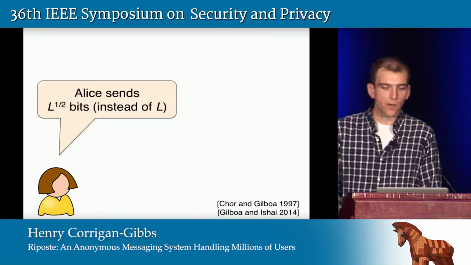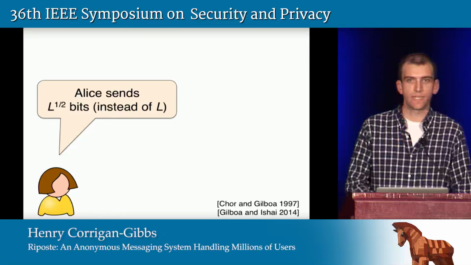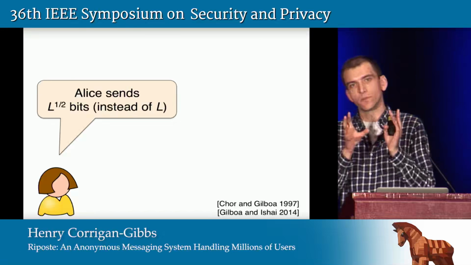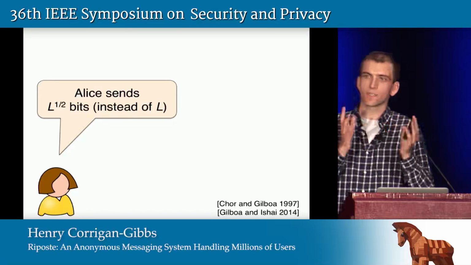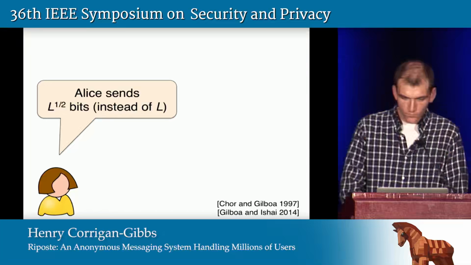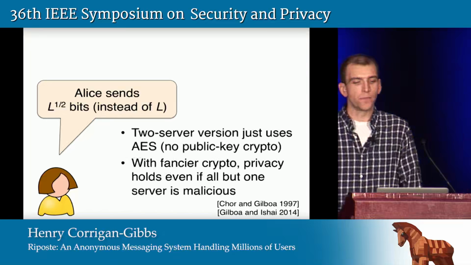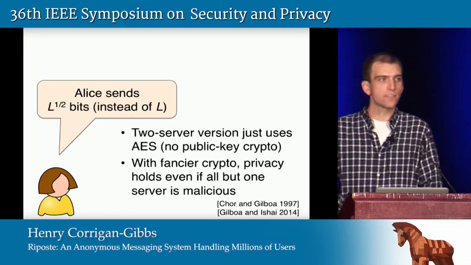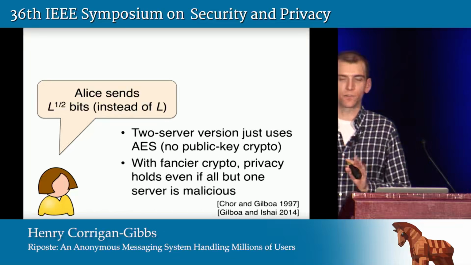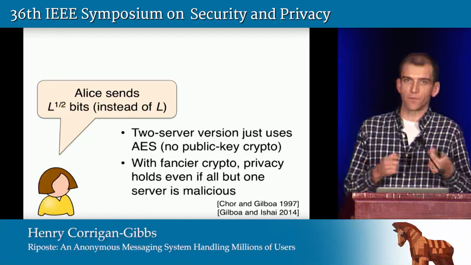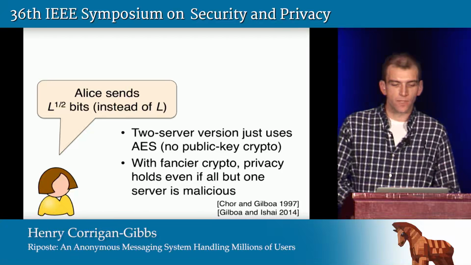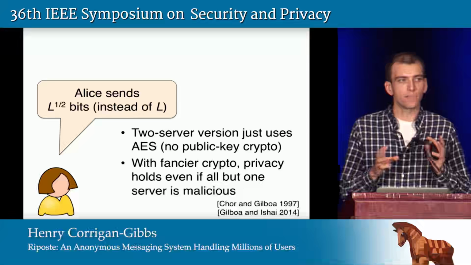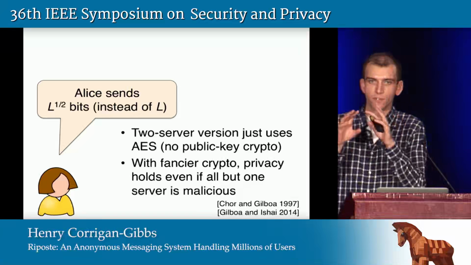So prior work has shown that you can construct DPFs where the key size is like the square root of the length of the database. So if the database is gigabytes long, your DPF keys are going to be something like kilobytes. Even better than that, though, the 2-server version of this protocol just needs to use AES. So there's no public key crypto involved in generating or evaluating the DPF keys, which turns out to be a huge performance advantage.